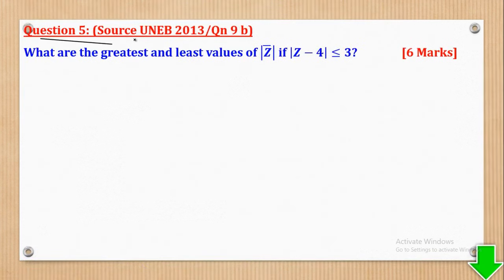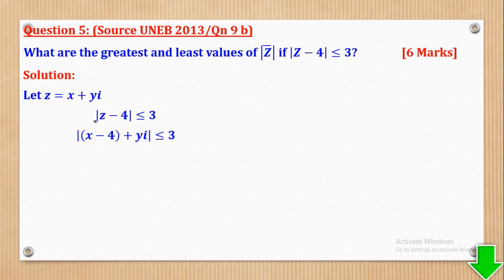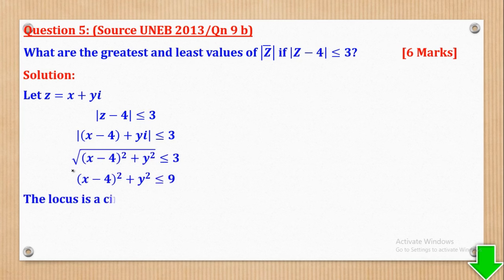Then question 5 came from UNEB 2013 paper 1 question 9b and says, what are the greatest and least values of this if z is that, if |z - 4| is less or equal to 3? So let z be equal to that. Therefore come and quote the condition, then substitute, and then you get the modulus, then square both sides. So the locus is a circle and the center is (4, 0). Radius will be 3 in case it was needed.